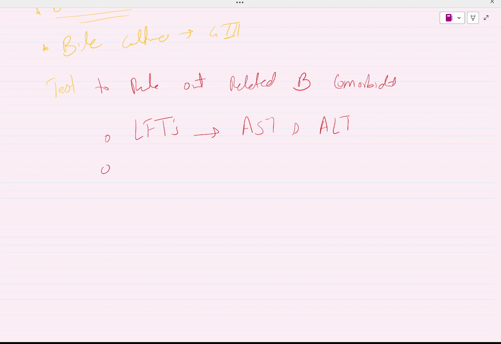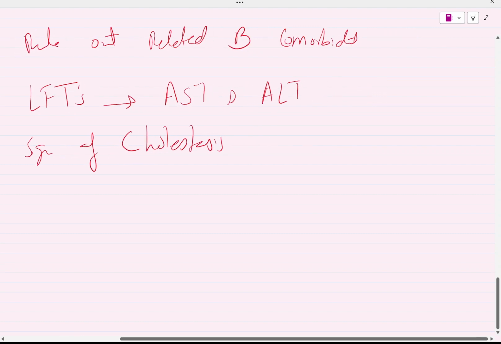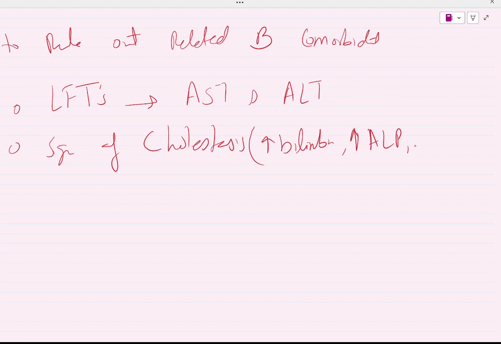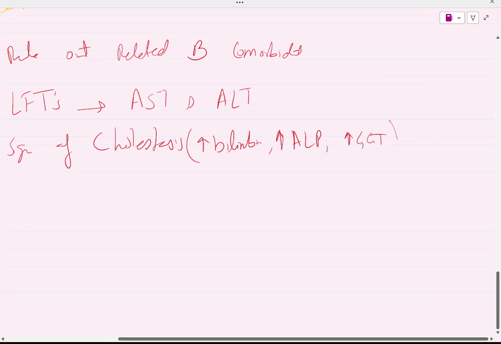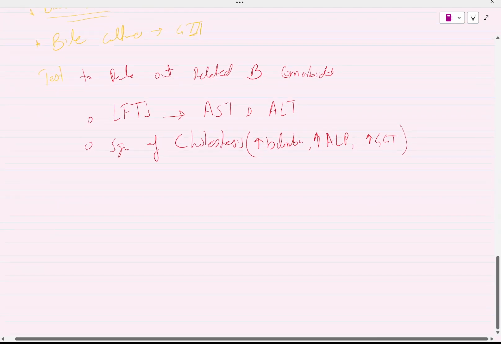Next, we'll look for signs of cholestasis. What are the signs of cholestasis? Jaundice, pruritus, and on lab investigation we'll find high bilirubin level, high ALP, and high GGT. These are uncommon findings in acute cholecystitis, so you can skip it.